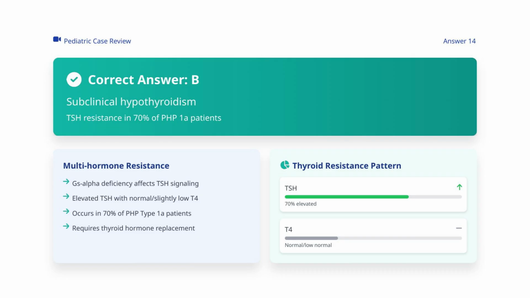G-protein alpha subunit deficiency affects thyroid-stimulating hormone signaling in addition to parathyroid hormone resistance. Approximately 70% of pseudohypoparathyroidism type 1A patients develop elevated thyroid-stimulating hormone with normal or slightly reduced thyroxine levels. This represents thyroid-stimulating hormone resistance at the thyroid gland. Many patients require levothyroxine replacement. Regular thyroid function monitoring is essential. This multi-hormone resistance pattern distinguishes type 1A from other pseudohypoparathyroidism subtypes lacking GS-alpha deficiency.